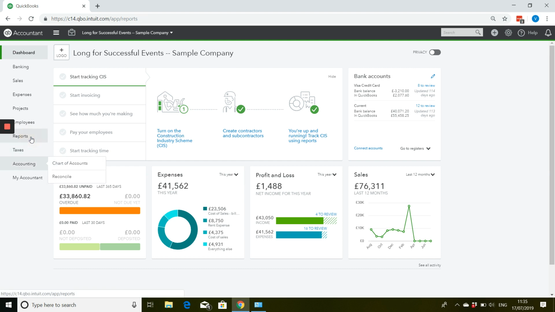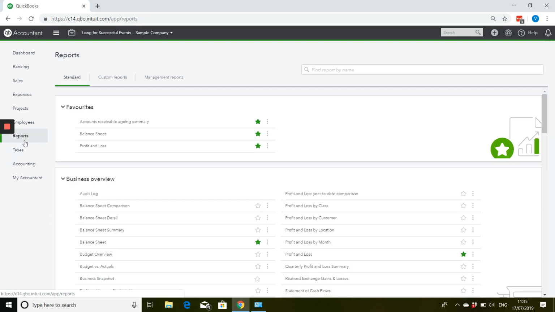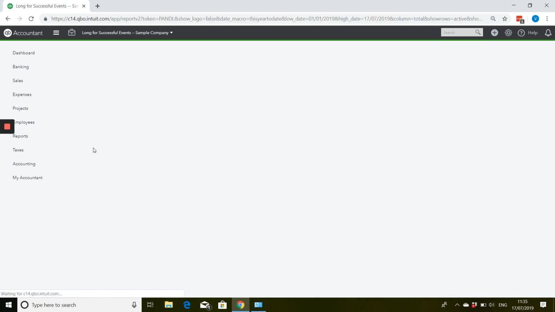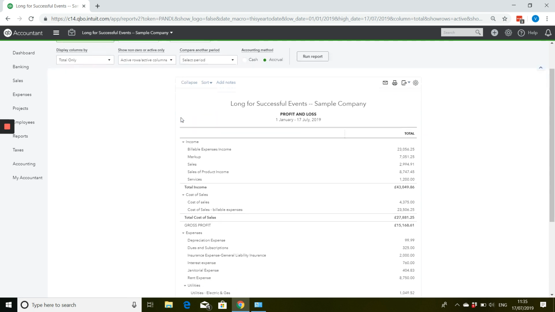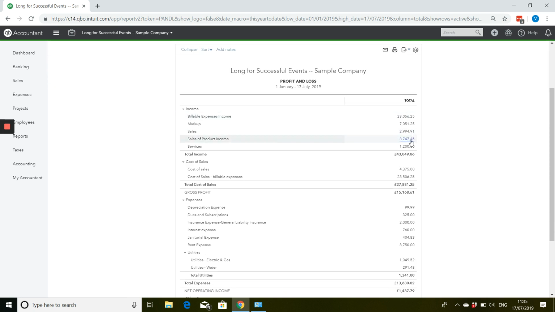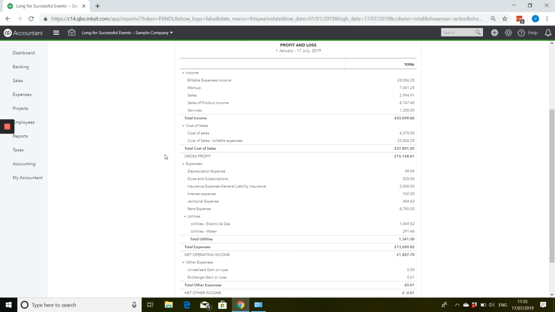So what we do, we go to the reporting tab. We'll just go over a couple of the basic reports. The first one is the profit and loss. You can choose the different dates here, but I'm going to say this year to date. So it's got all the different income types that this company has there, and any cost of sales. And then you've got your gross profit. So you've got your total income and your gross profit, the two main bits here.